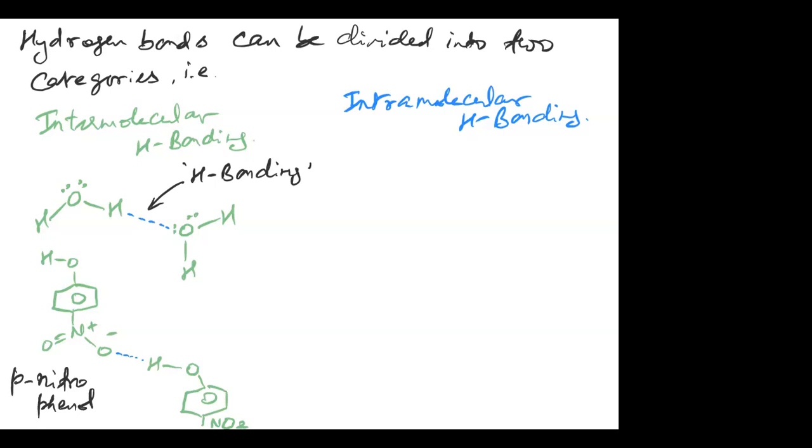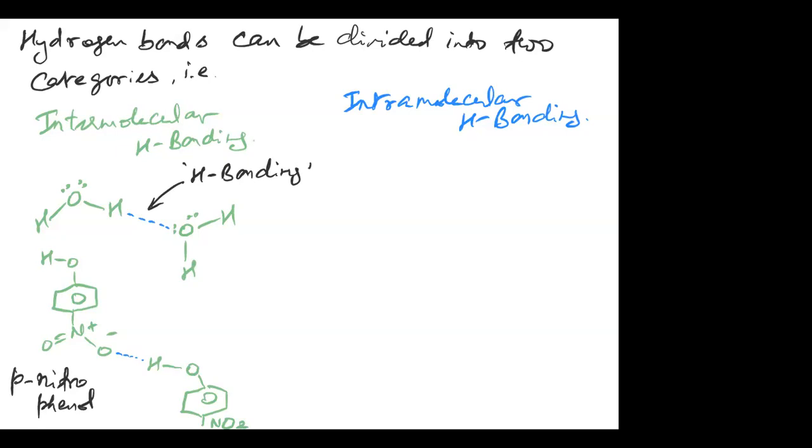So as far as intermolecular hydrogen bonding is concerned, water has intermolecular hydrogen bonding. It is hydrogen bonding between 2 molecules. Same, let's say para-nitrophenol has intermolecular hydrogen bonding. It has hydrogen bonding between 2 molecules.